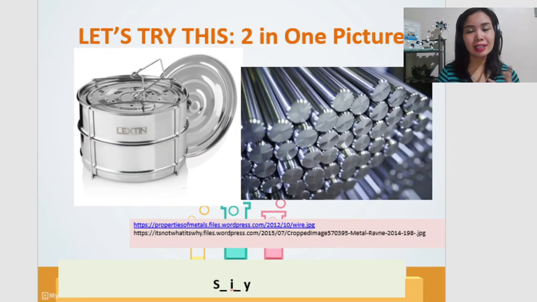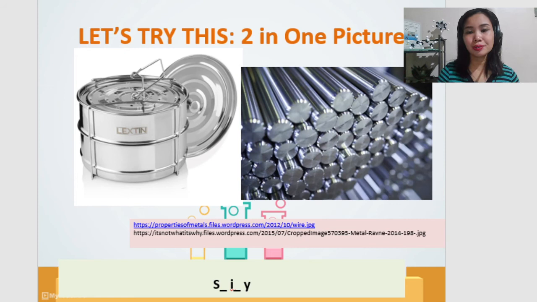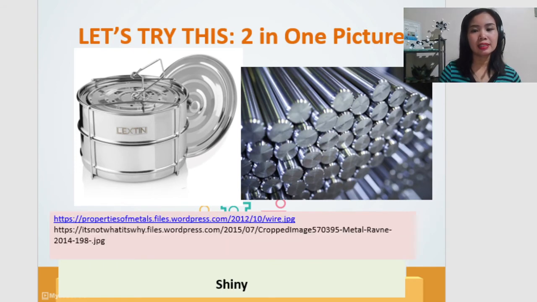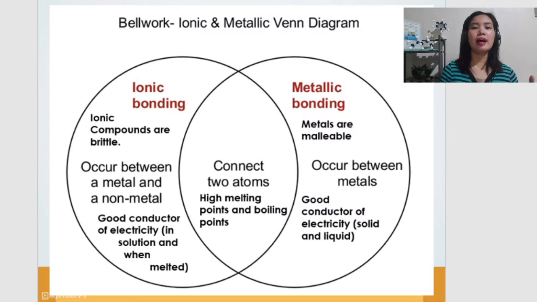Okay, how about this last one? Ready? In 5 seconds, go. Okay, so time is up. Luster is the ability to shine, or the ability to reflect light. The presence of free electrons that vibrate and move is the reason why metal reflects light. Okay, shiny.